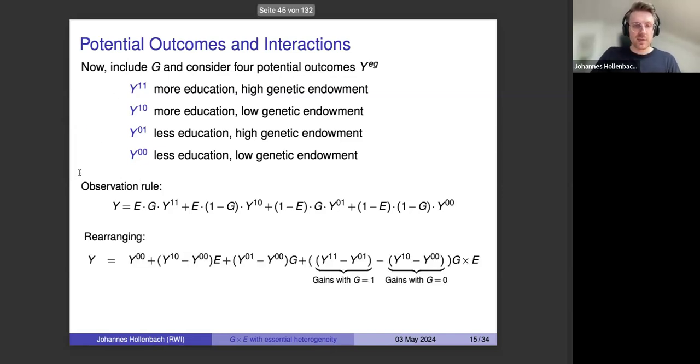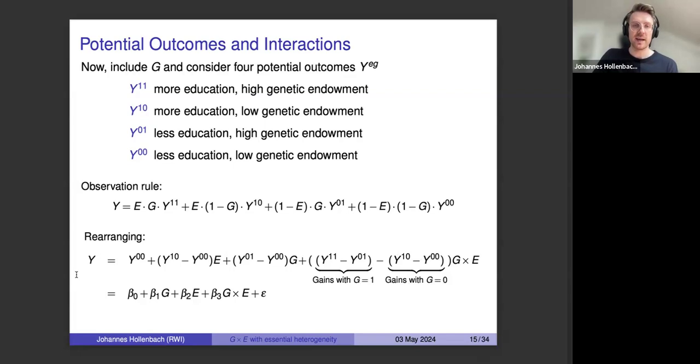Now what you can do is rearrange this so it looks a bit nicer. What you have here is all the E's, all the G's, and all the G times E's. And this awfully resembles our regression equation, the simple regression equation we've looked at in the beginning. Now, what you can see here is that our central parameter, beta 3, the interaction coefficient, corresponds to this difference here. This difference can be broken down into the difference between gains with G equal to 1 versus gains with G equal to 0.